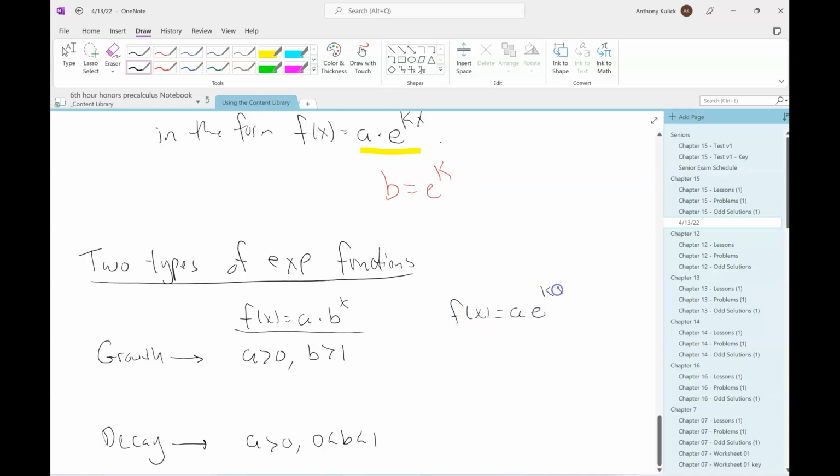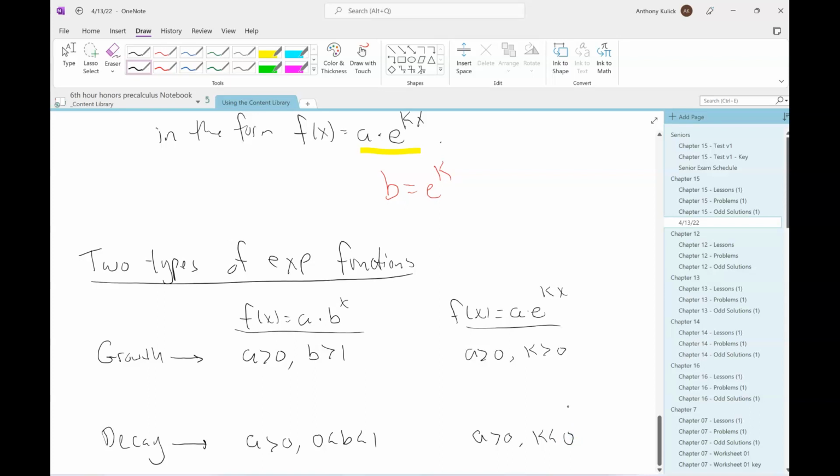And if we have this new version of our exponential, if the a is greater than 0 and the k is positive, that's going to be growth. And if the a is greater than 0 and the k is negative, that would be the decay.